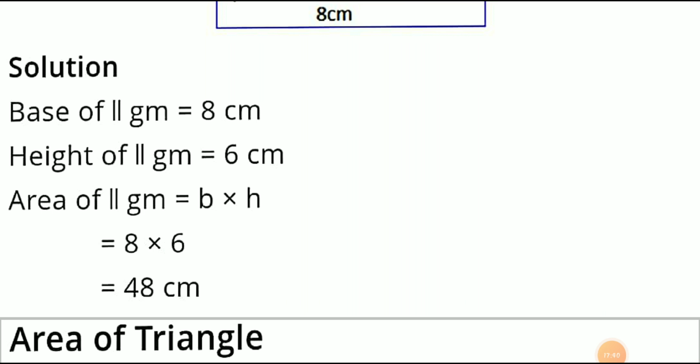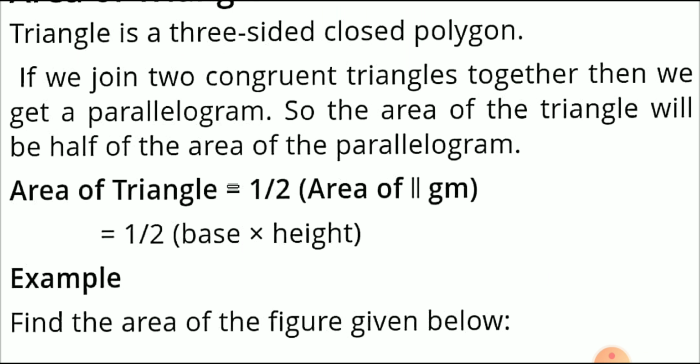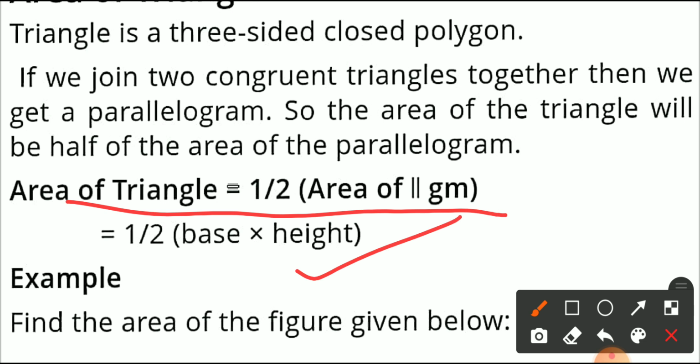Now the area of a triangle. A triangle is a three-sided closed polygon. If we join two congruent triangles together, then we get a parallelogram. So the area of the triangle will be half of the area of the parallelogram, that is, half base into height. So this is the formula for the area of a triangle.